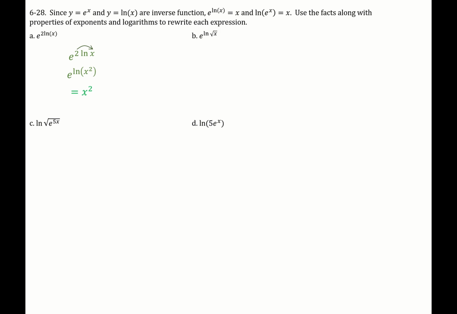e to the ln of root x, so that one's pretty straightforward. e to the ln of root x, e to the ln cancels, and you just get root x.